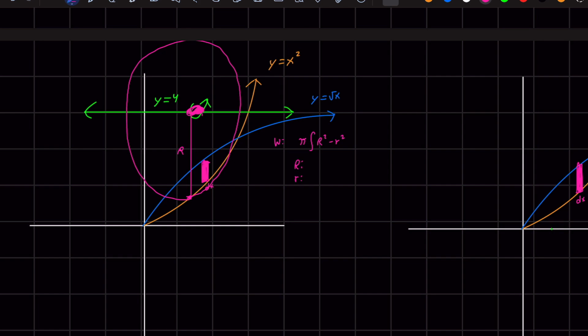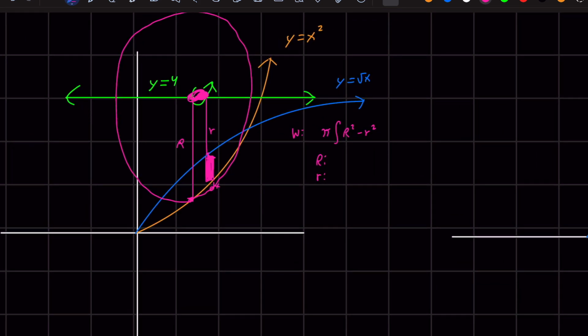Your little r is going to be going just from your center to your smaller function, the one that it touches first. So that's going to be your little r, what touches right here at the blue. Okay, so always go top minus bottom, right minus left.